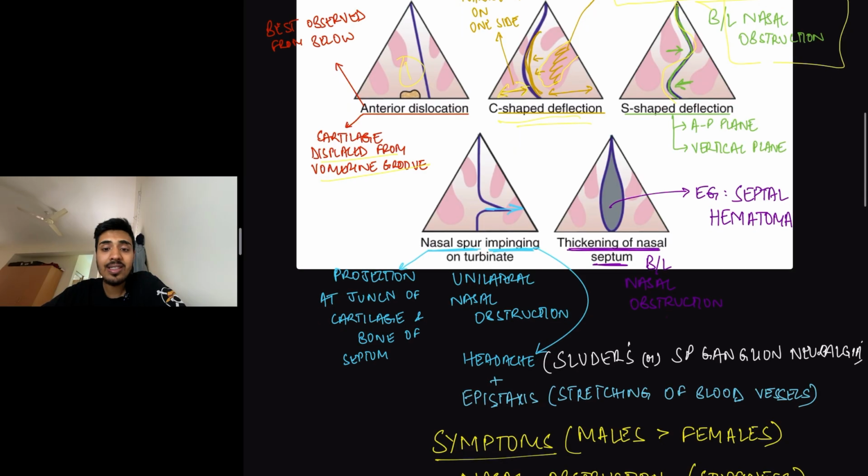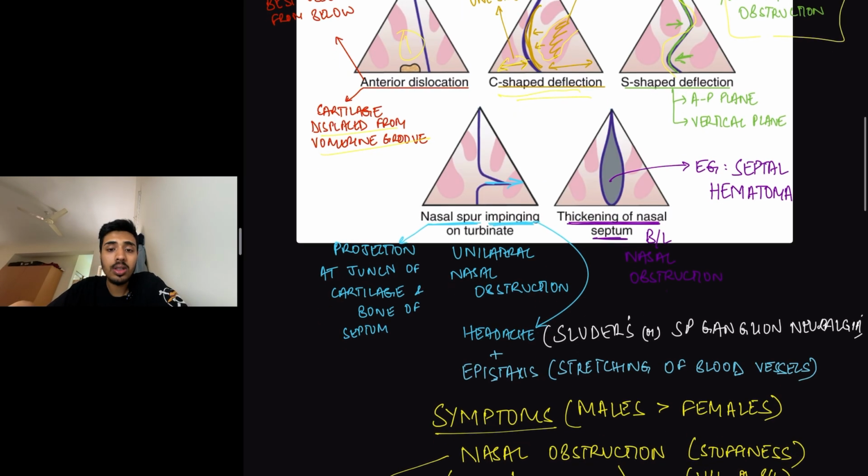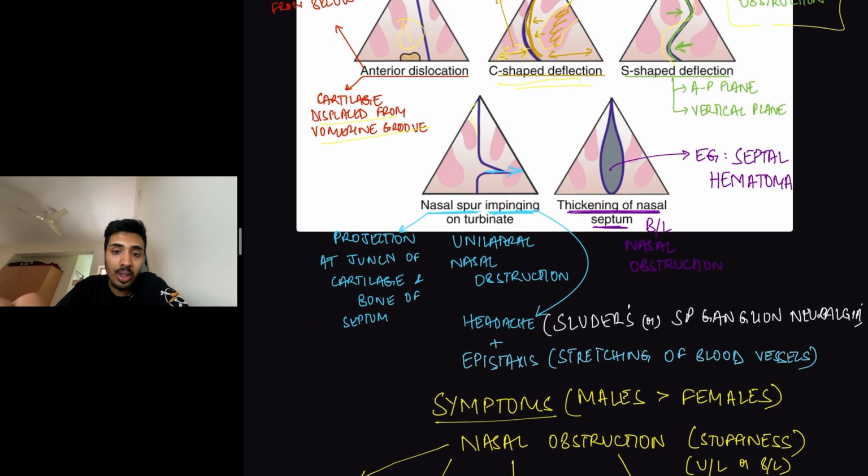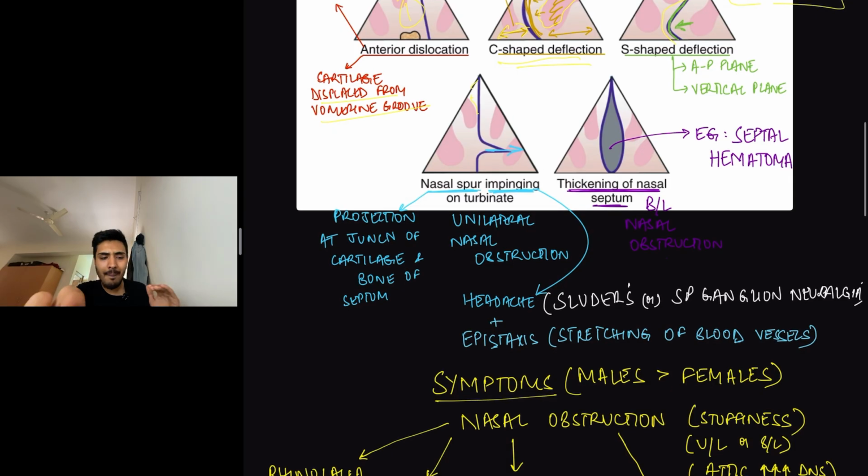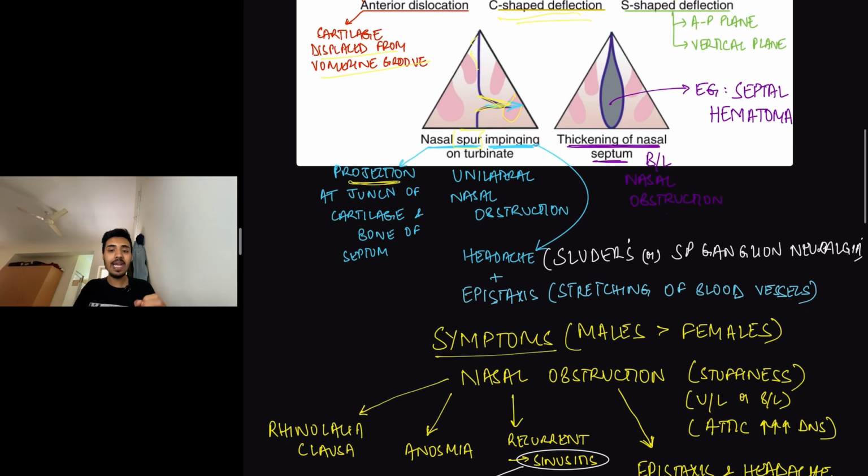Fourth type is nasal spur. At the junction of the nasal bone and the septal cartilage, the bony cartilaginous junction of the nasal septum, you can have a sharp projection known as nasal spur. This nasal spur obviously will cause unilateral nasal obstruction, as you can see. It can also impinge on a turbinate. It can go and press on the turbinate. This impingement on the turbinate can cause headache. This headache is known as Slugger's neuralgia or sphenopalatine ganglion neuralgia.